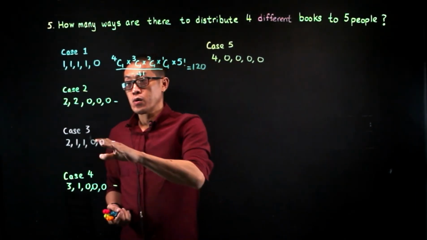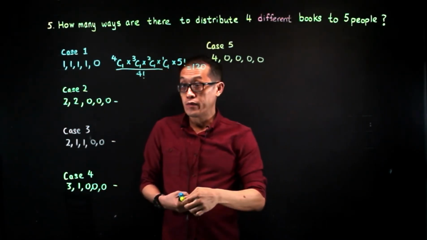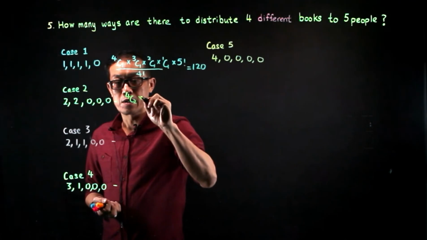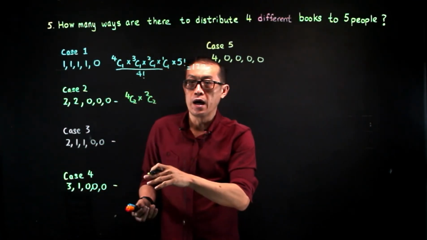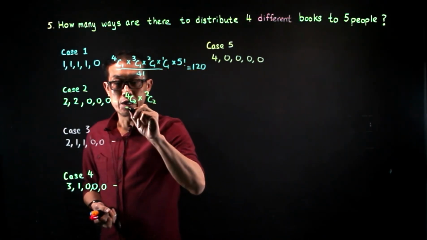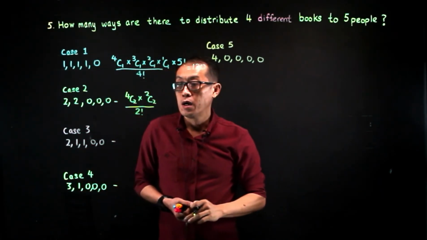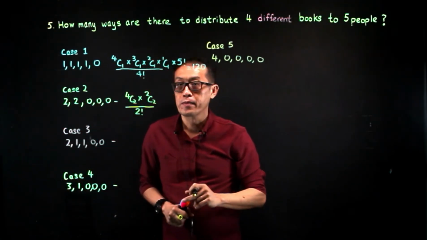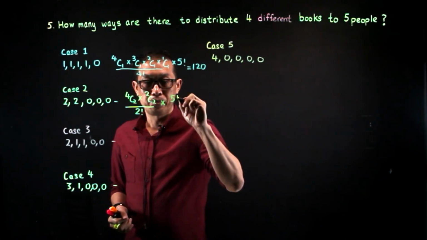Now case 2, we divide the 4 books into groups of 2. So for this, we got 4C2 times 2C2. Now the number of books in the groups are the same, so there is permutation involved. So we need to divide by 2 factorial, because 2 groups. Now then we need to permutate these 5 objects. Now how many ways can we permutate them? You got times 5 factorial.